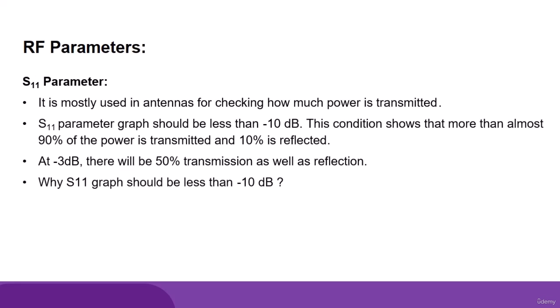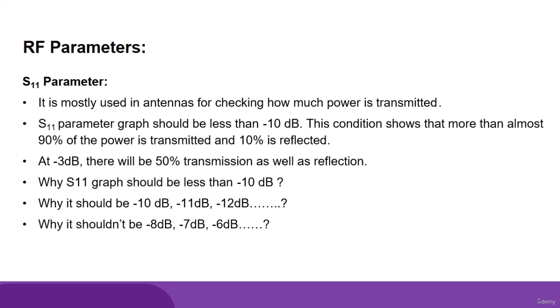Now the question arises, why should the S11 graph be less than -10 dB? And why should it be less than -10, -11, -12, -13, -14 and so on? And why shouldn't it be -8 dB, -7 dB, -6 dB, -5 dB or -3 dB? These are some of the questions that arise. Why should it be -10 dB, or why should it not be -8 dB or -7 dB?